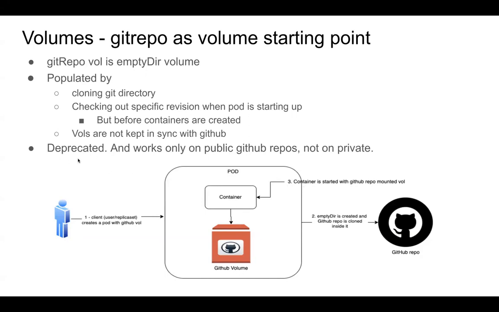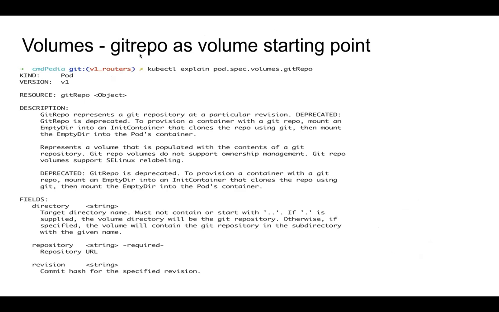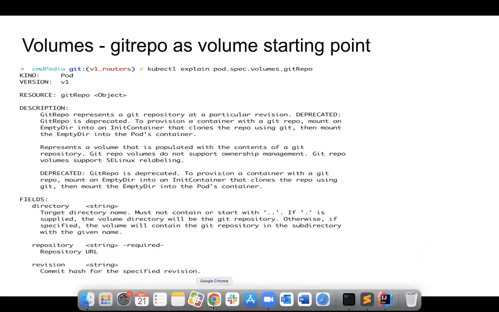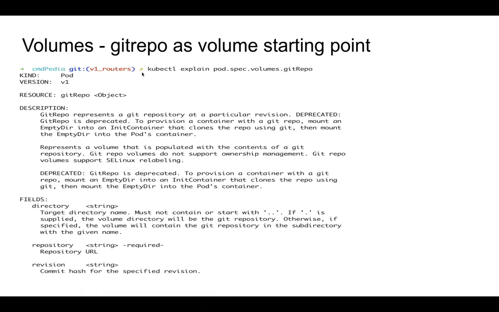So this is gitRepo. It's deprecated now, and in future releases it will be removed as well. So read the description of this gitRepo. You can say explain pod spec volumes, and you can see this. gitRepo is deprecated. To provision a container with a Git repo, mount an empty directory into an init container that clones the repo.